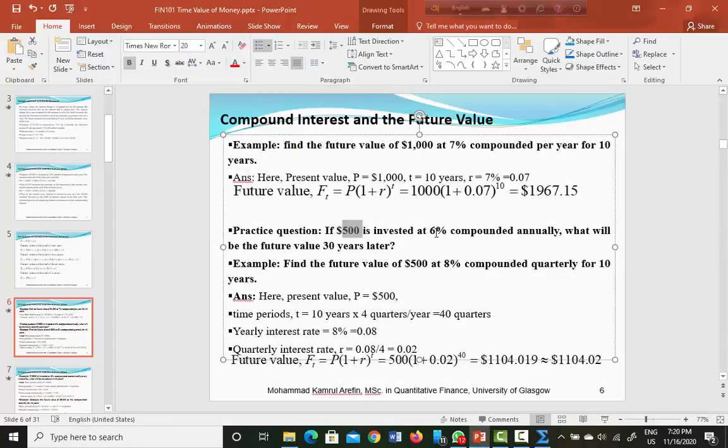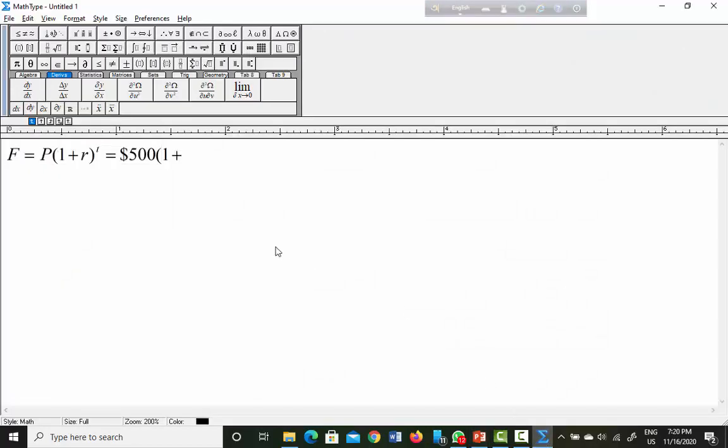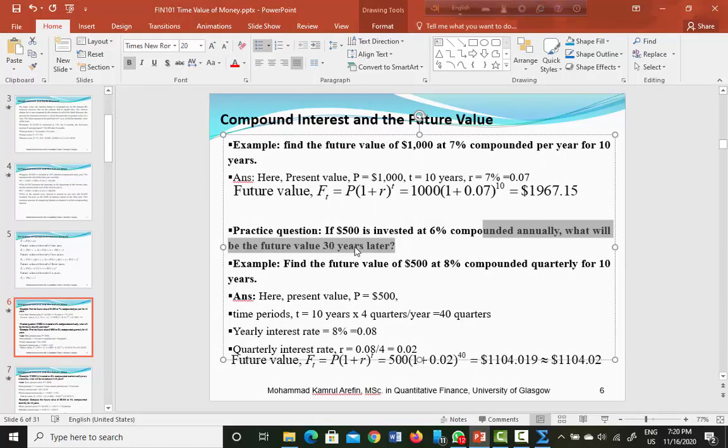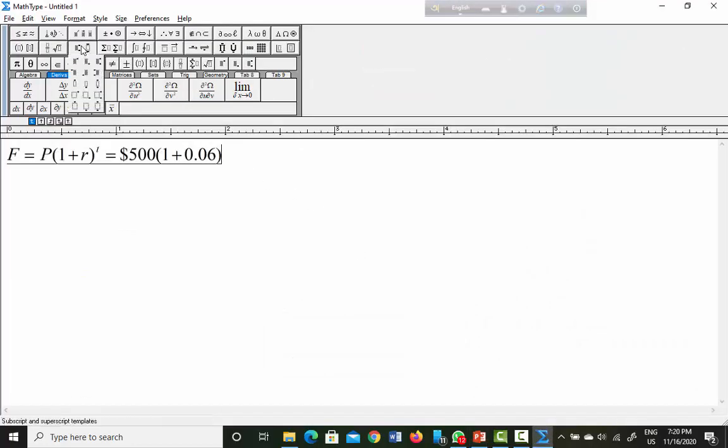Then 1 plus R, the interest rate is 6% compounded annually. Remember, the interest rate given in the question is the annual interest rate, and since the interest will be calculated on an annual basis, we will use this 6%. So 1 plus R, 6% means 0.06, power T. T is 30 years, the period of investment. So let us calculate this one.